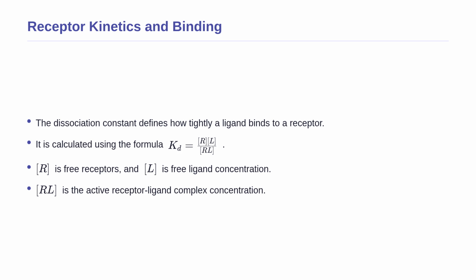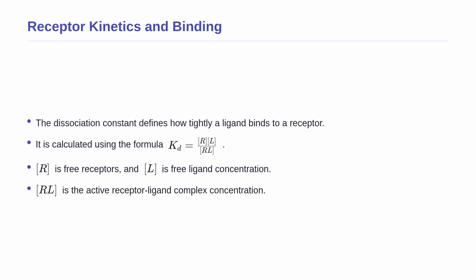In this equation, R represents the concentration of free, unbound receptors on the cell surface. L represents the concentration of the free ligand floating outside the cell. RL represents the concentration of the receptor-ligand complex, which is the active state where the message is being received. Finally, KD is the dissociation constant, which tells us how tightly the ligand binds to the receptor.